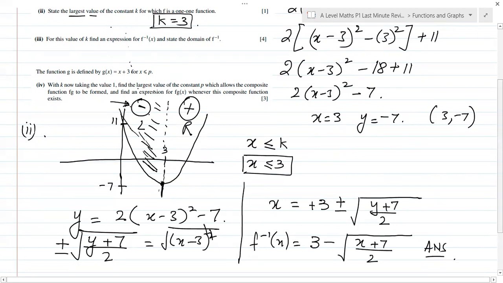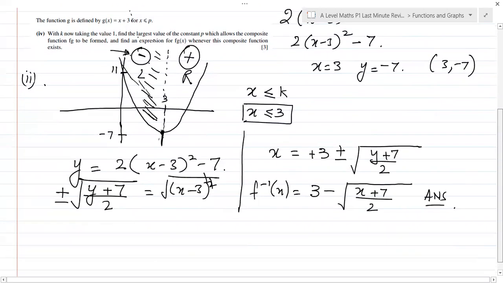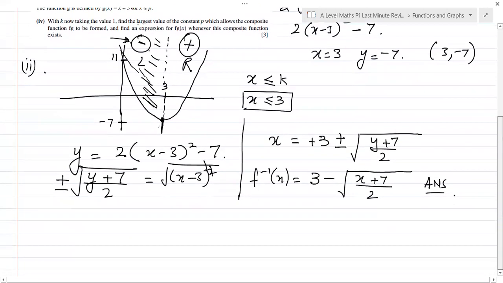Now part 4. With k now taking the value of 1, find the largest value of the constant p, which allows the composite function f of g to be formed. This is a really important part for composite functions. This is part 4, and this was part 3.